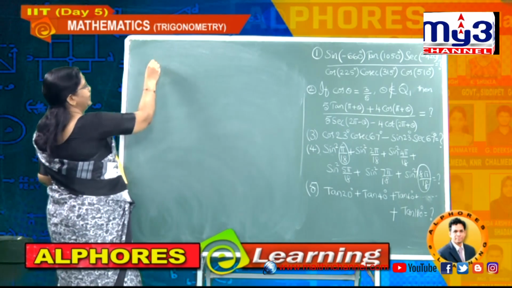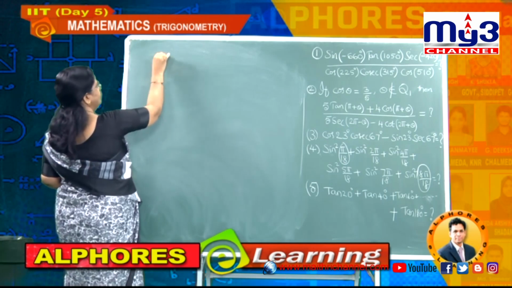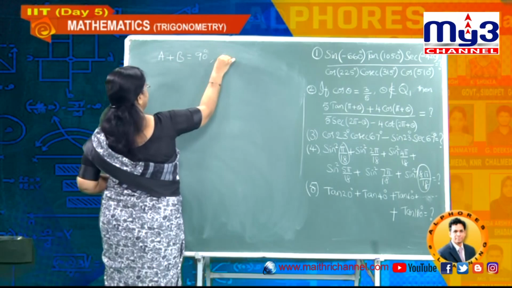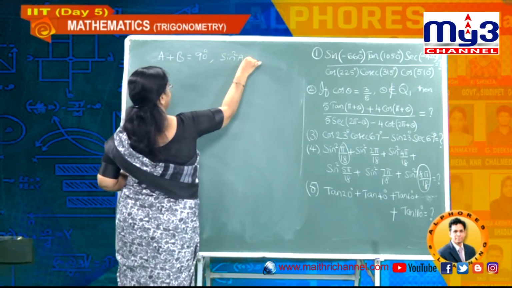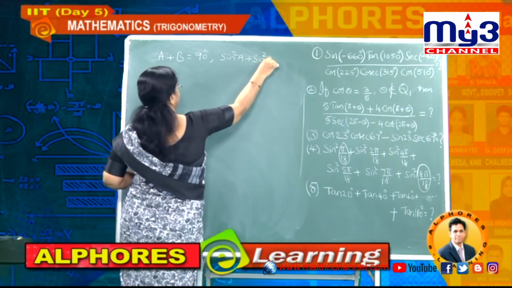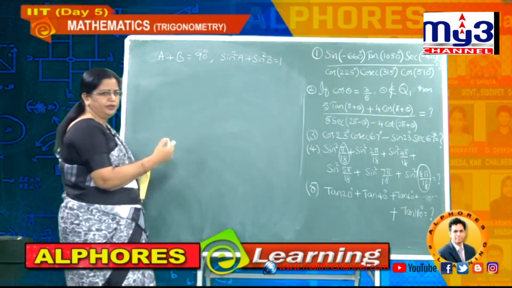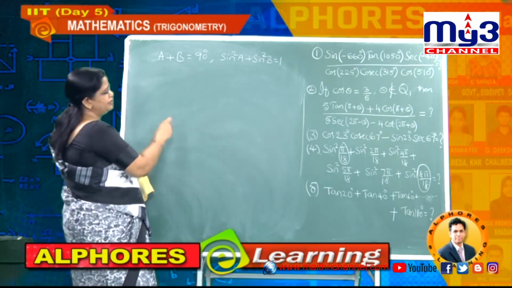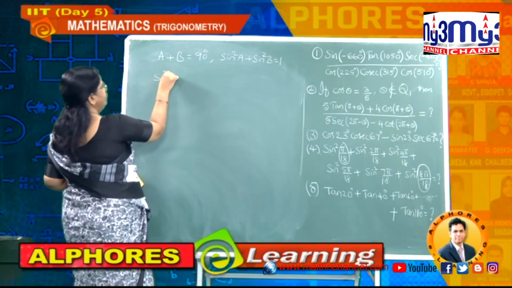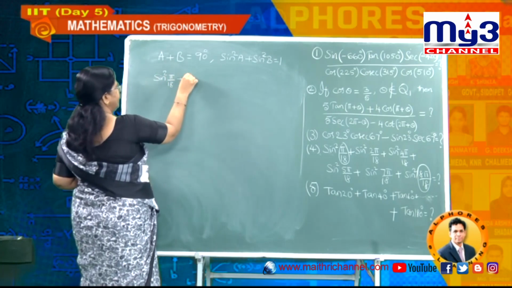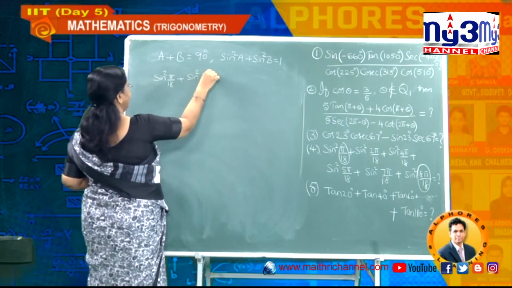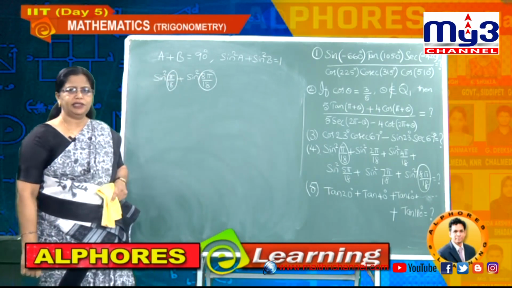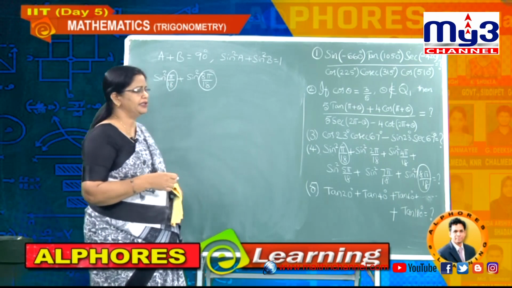In the previous session we observed that when a plus b equals 90 degrees, then sin square a plus sin square b equals 1. So making use of this relation, you can solve this problem in just one step. The first and last combination is sin square pi by 18 plus sin square 8 pi by 18. Now this angle plus this angle is nothing but 90 degrees, pi by 2.